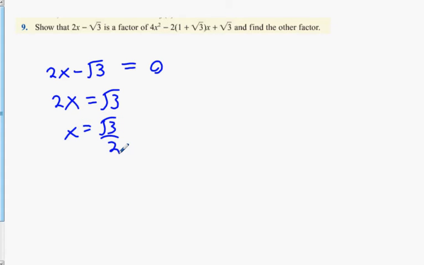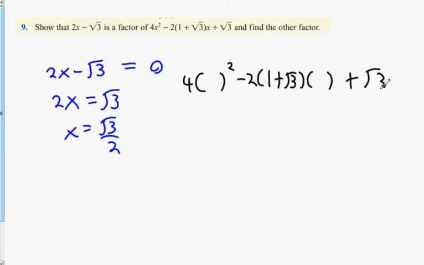Okay. Replace any x's you see with root 3 over 2, and it should equal 0. 4 times blank squared minus 2 times 1 plus root 3 times blank, plus root 3. Is that alright? Now, all we've got to do is fill in root 3 over 2, root 3 over 2.